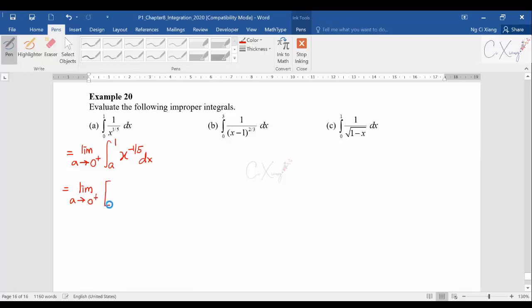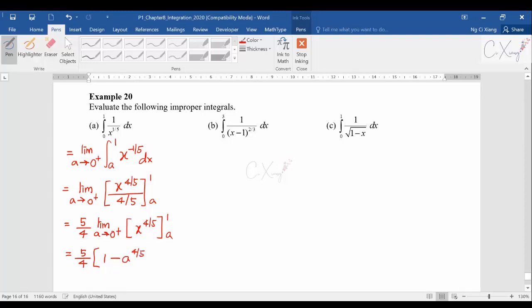How do you integrate x power negative 1 over 5? Plus 1 becomes 4 over 5, and then the whole thing is divided by the new power 4 over 5. So I'm having 1 and 5 over 4. I don't like the constant to be in the fraction. It looks very complicated, so I will just take it out. I just leave x power 4 over 5 and then 5 over 4. Now substitute the 1 into the equation, you have 1. Substitute the A into the equation, you have A power 4 over 5.